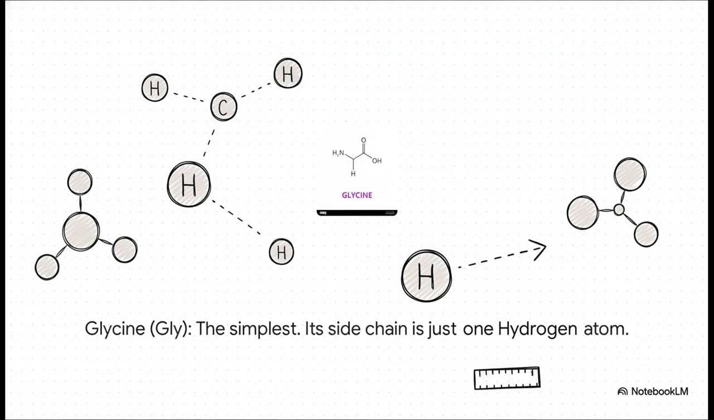And here it is, our ground floor, glycine. Just look at it. It's so simple, it's beautiful. You've got your standard amino acid backbone, right? The central carbon, the amino group, the carboxyl group. But that side chain, the R group, it's just a single hydrogen atom. That's it. It literally doesn't get any simpler. So remember, glycine is our absolute base.